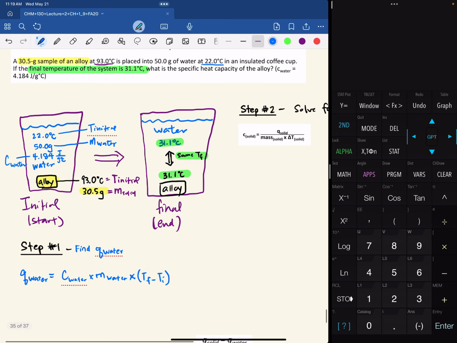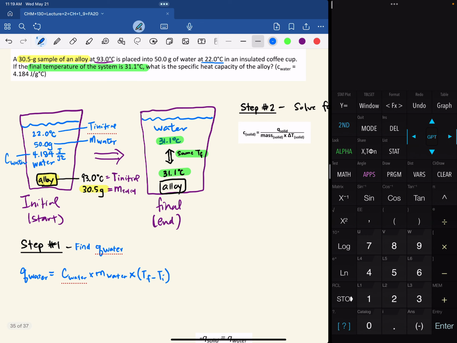Step one is always find the heat that is absorbed by the water, Q of the water. So Q of the water has to equal the specific heat, C of the water, which is 4.184 joules over gram degrees Celsius, times M of the water. If we look above, the mass of the water is 50.0 grams, times T final minus T initial. So T final, we said, was 31.1 degrees Celsius, minus the initial, which is 22.0 degrees Celsius.